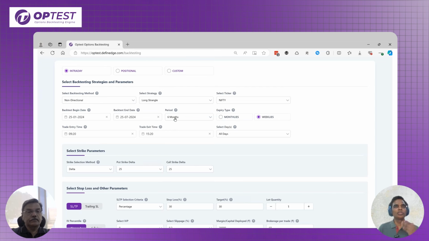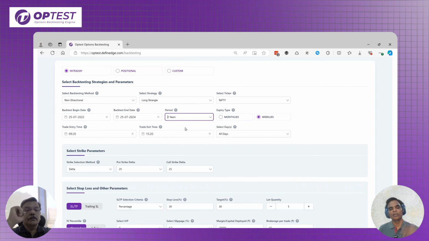Now you can also choose a period. By default it is 6 months. You can also choose 1 year, and automatically it will go back 1 year. By default the backtest end date will be the previous monthly expiry, so in this case, last July. It will go 1 year back if you select 1 year, and 2 years if you select 2 years. And if you select something else, it automatically becomes custom. So you see, this becomes a custom period.